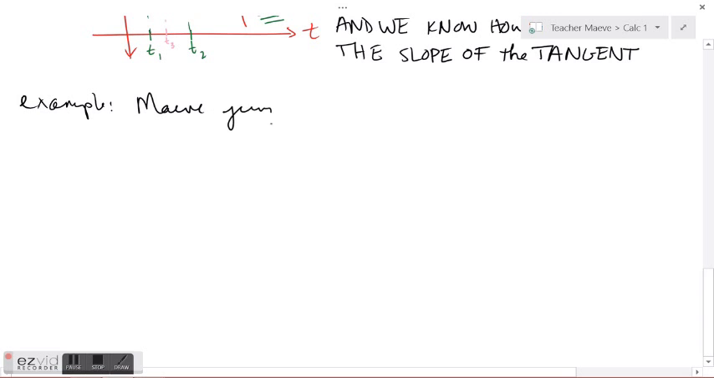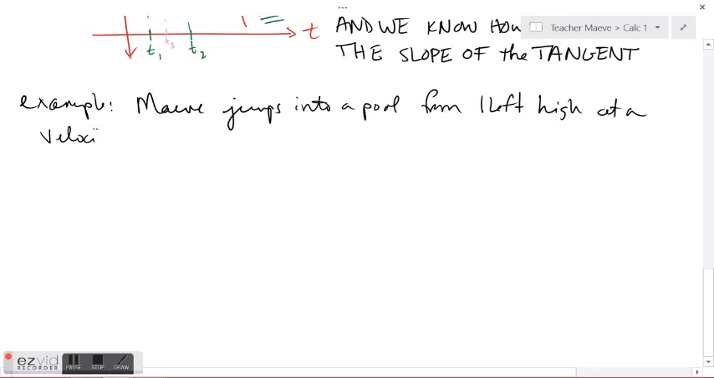We'll use an example. Maeve jumps into a pool from 16 feet in the air, at a velocity of 8 feet per second. Since it's positive, we're assuming this is upwards, right? So 8 feet per second upwards. I jump up at 8 feet per second, my initial velocity, from 16 feet high.